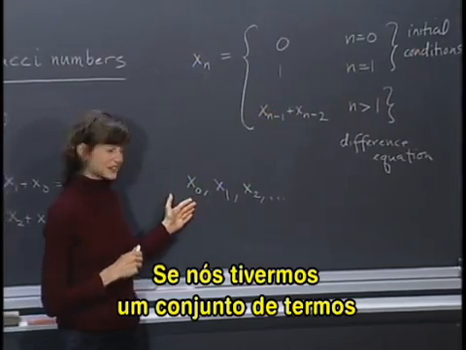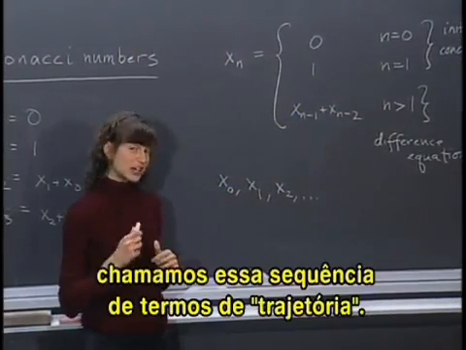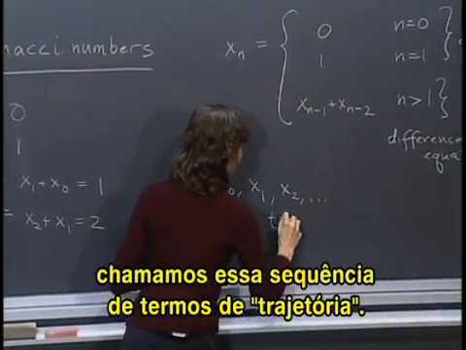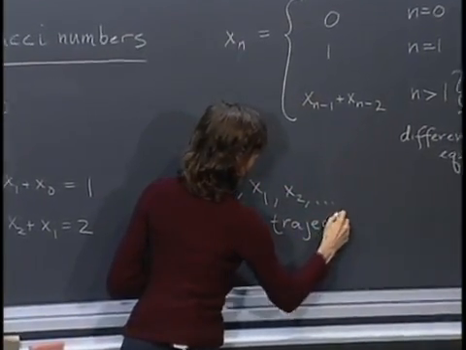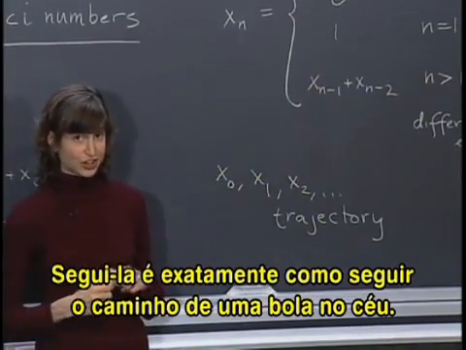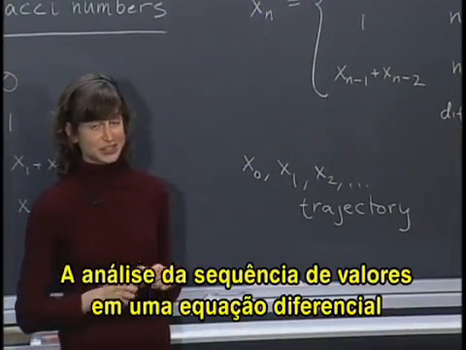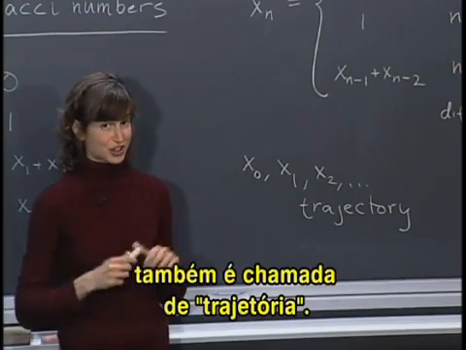If we have a set of terms that satisfy a difference equation and an initial condition, we call that sequence of terms a trajectory. So just like following the path of a ball across the sky is following its trajectory, looking at the sequence of values that a difference equation takes is also called a trajectory.